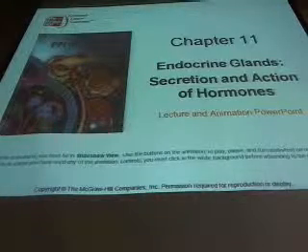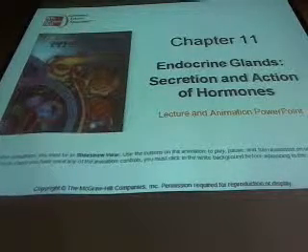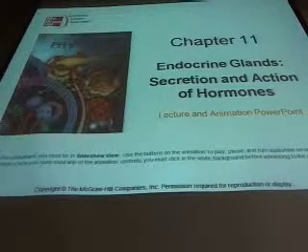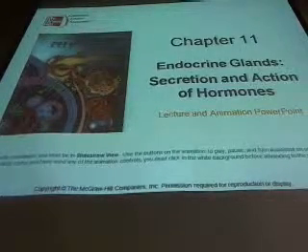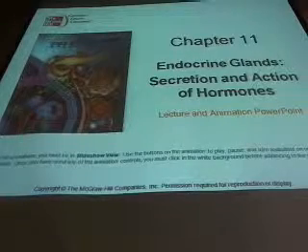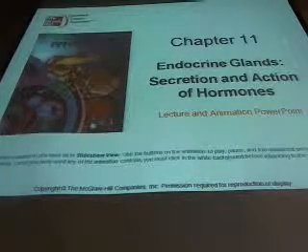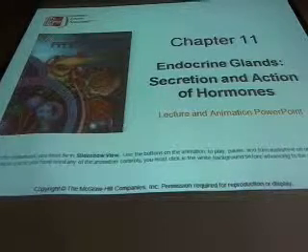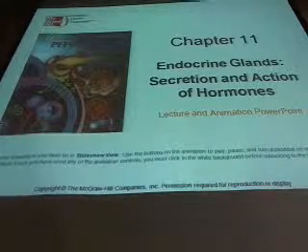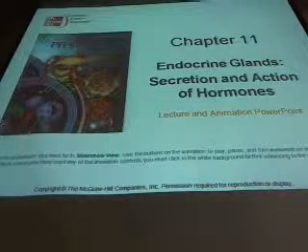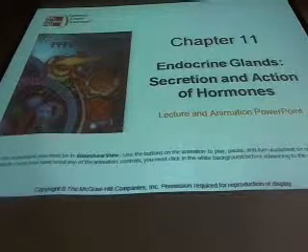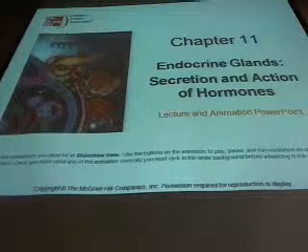Okay. Let's start chapter 11. We talked about endocrine glands. What's the difference between an endocrine gland and, say, an exocrine gland? Endocrine gland goes into the system. Exocrine gland is like a sweat gland that goes out of the body. Close. Endocrine goes into the blood. Exocrine goes into a duct.